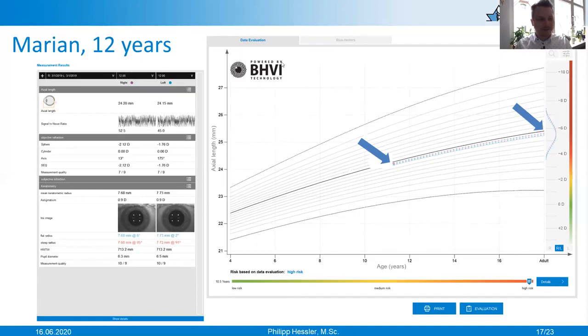And it's a very interesting point because Oculus has a cooperation with the Brian Holden Vision Institute, which is a really well-known institute with a lot of experience in myopia and everything that deals with myopia prevention and myopia studies and so on. And these percentile curves were calculated from a large data set of the Brian Holden Vision Institute.